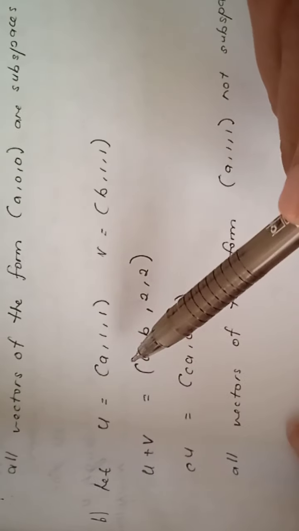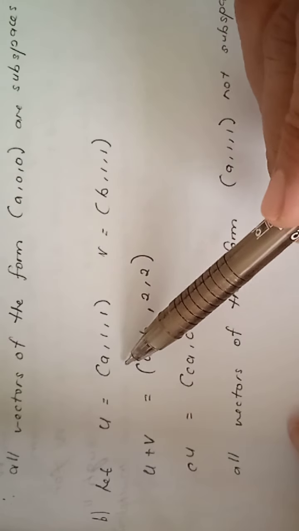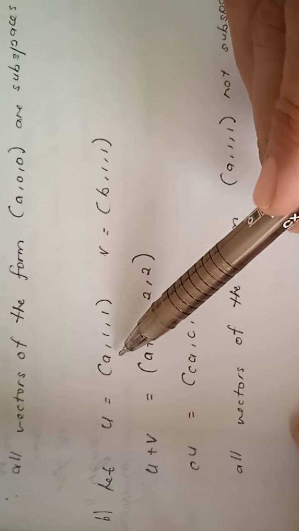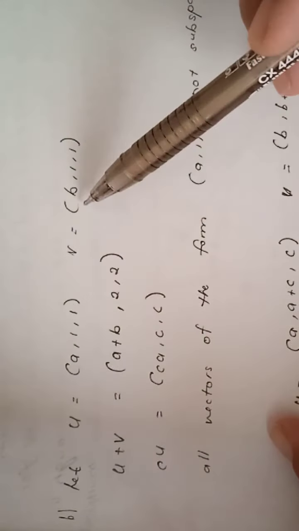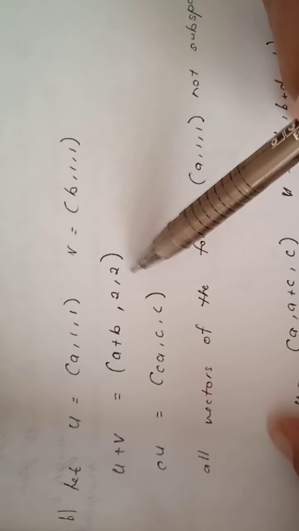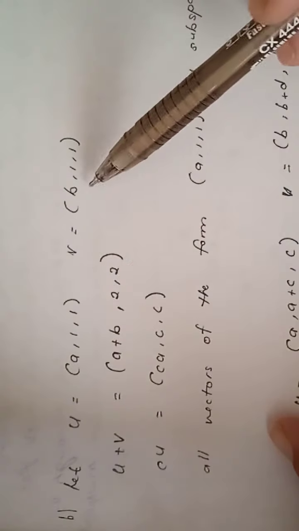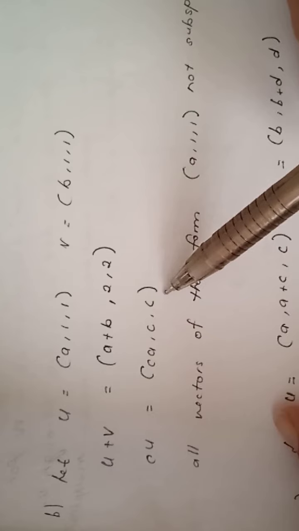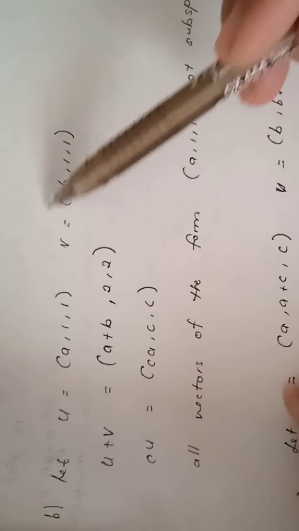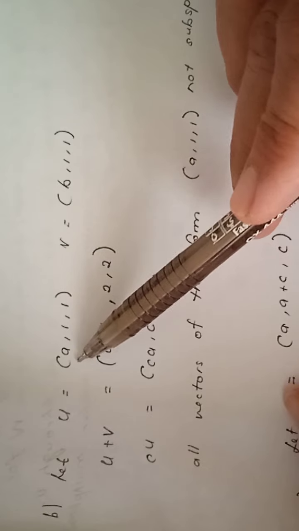Okay, B. Check whether the vectors of the form (a, 1, 1), (b, 1, 1) are a subspace or not. First condition: U plus V is (a plus b, 2, 2). This is not in the form of (a, 1, 1) or (b, 1, 1). For CU, it becomes (ca, c, c), which is also not a vector of the form (a, 1, 1). So therefore, all vectors of the form (a, 1, 1) are not a subspace of R3.